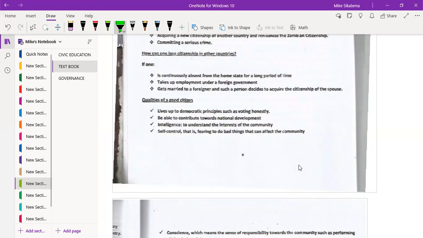So where there is citizenship, there is the rule of law, there is sovereignty, there is allegiance. Because of those things that I've just mentioned, there should be certain qualities of a good citizen. And this usually comes as a discussion, or it can come as an essay. So you have to live up to democratic principles, such as voting honestly, no malpractice, and be able to contribute towards national development. Don't just sit and wait for development to come by government. Take arms as a citizen and help develop your country.